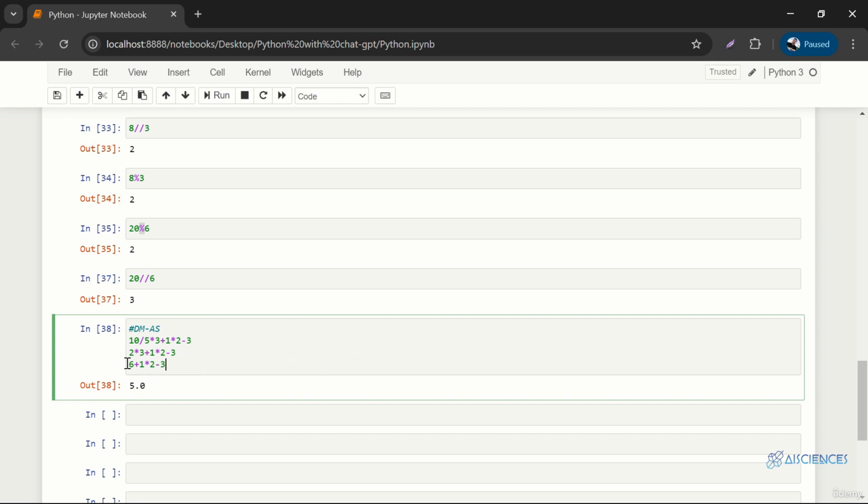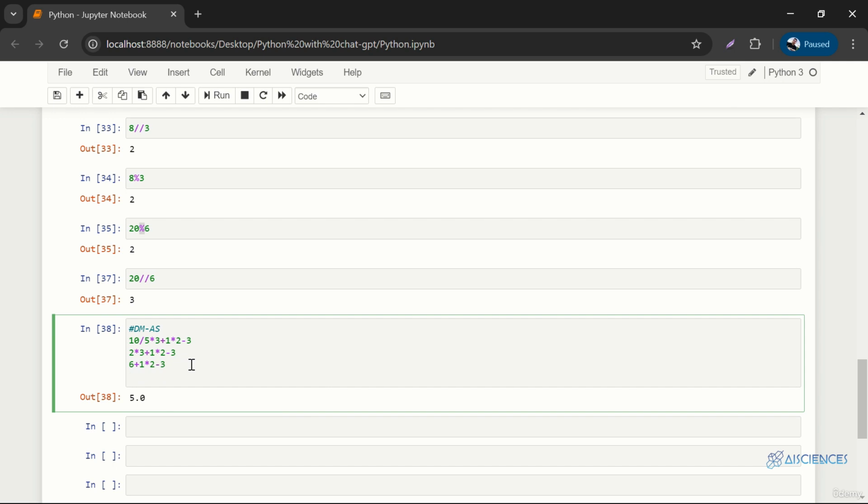Then again, starting from left-hand side to right-hand side, first of all we have addition, but we also have multiplication as well. So multiplication has more priority. So it will solve this part of the expression first, right? 1 multiplied by 2 is going to be 2, right? So it is going to be 2 like this. So this is going to be the remaining expression.